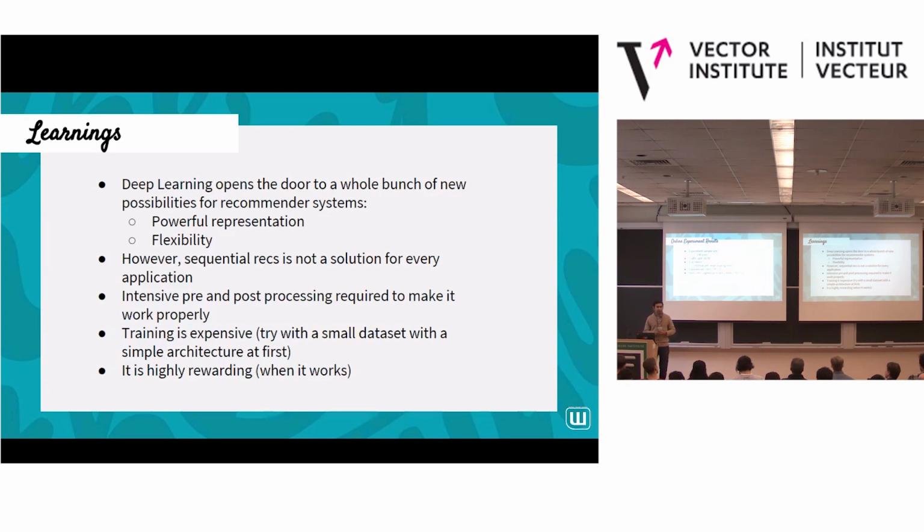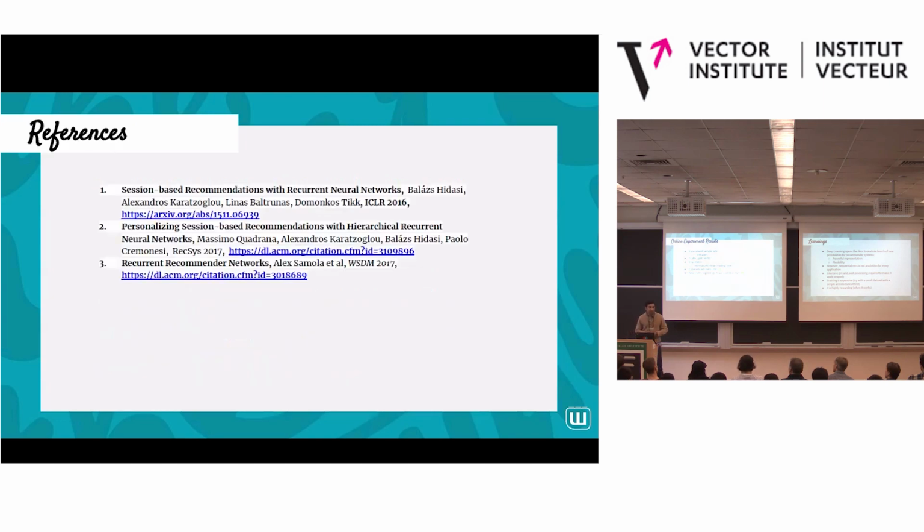My suggestion is that it's better to try with a smaller data set with a simple architecture, and that's also what we did. We didn't want to go with too much, because it's our very first deep learning based RNN based implementation. We wanted to keep the simple architecture, see what we get out of it, and then try to optimize it after. But when it works, it's highly rewarding. It gives you really, really amazing results.